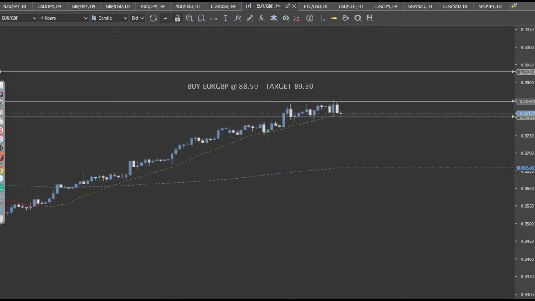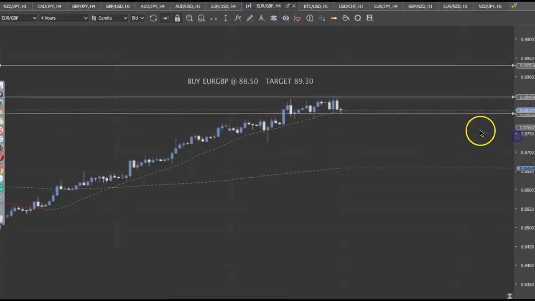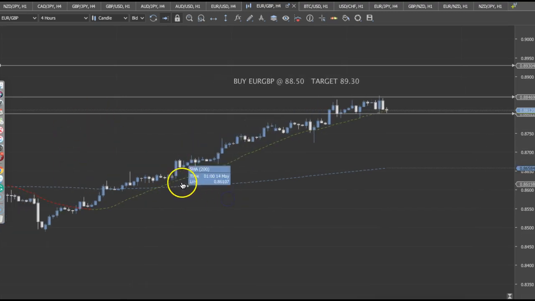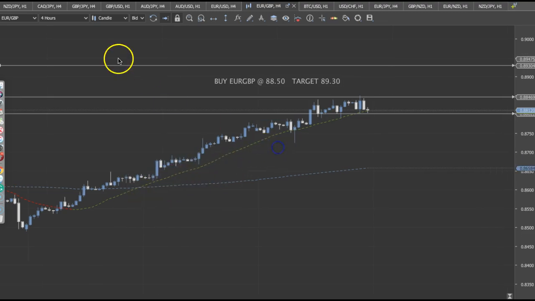Here's another trade signal that went out a few days ago, but it has not broken that 88.50 level. That would be our entry, and our target is 89.30. But notice again, this is a 4-hour chart, two lines, the 20 and 200 moving average, are crossed to the upside. So we're in an uptrend.